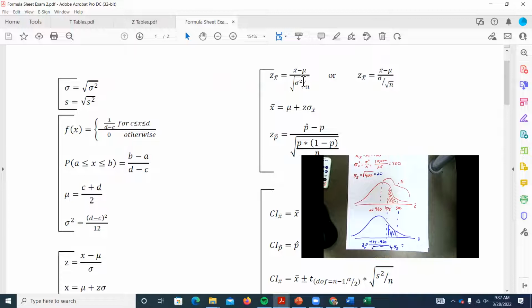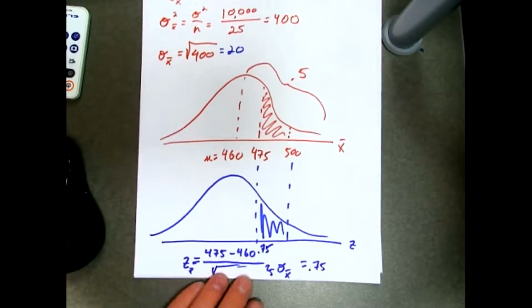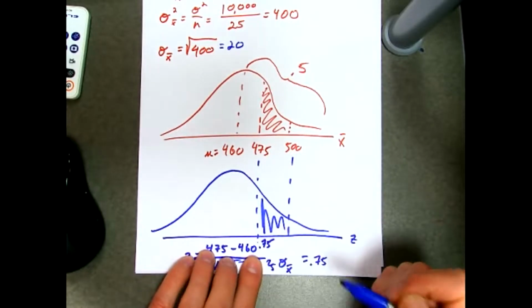But really all I'm trying to do is turn this into a z-value. So am I thinking this right? The denominator is 20, so the difference there is 15. So 15 over 20 is 0.75. So 0.75 is that z-value. I'll blow this up here real quick. All right, that's that z-value here.